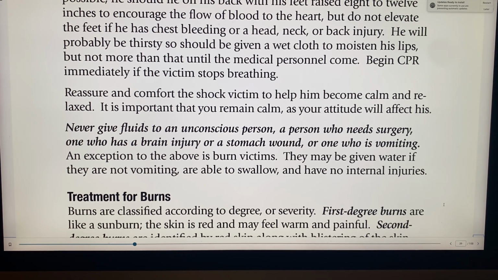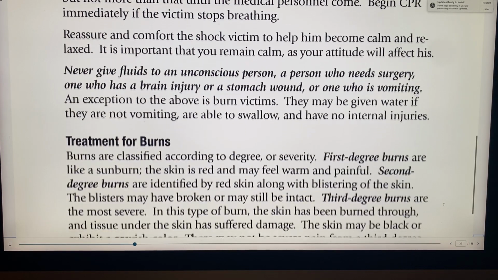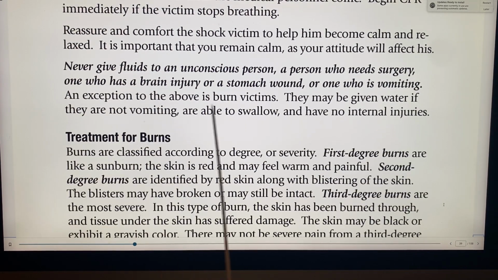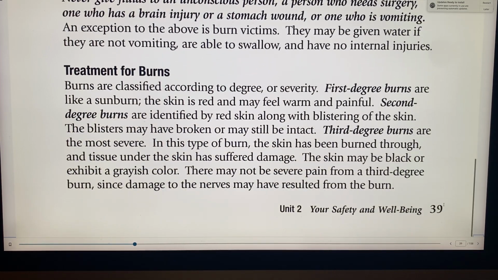Okay, the burn. It says an exception to the above is burn victims. Burn victims, you can give them something to drink. They may be given water if they are not vomiting and are able to swallow with no internal injuries. So now let's talk a little bit about burns.